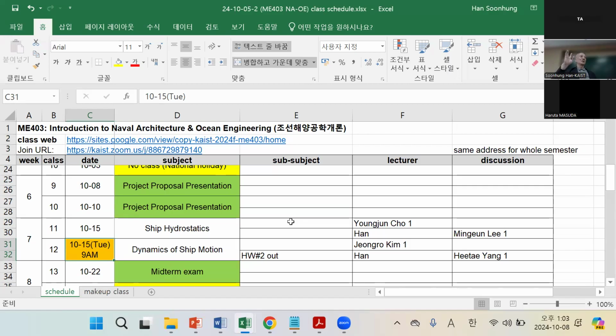Myself and TA will grade you. I asked whether there are students who have the same laboratory or supervisor with TA. There are two students collecting. I try to resolve that kind of question. All right, and then what else?